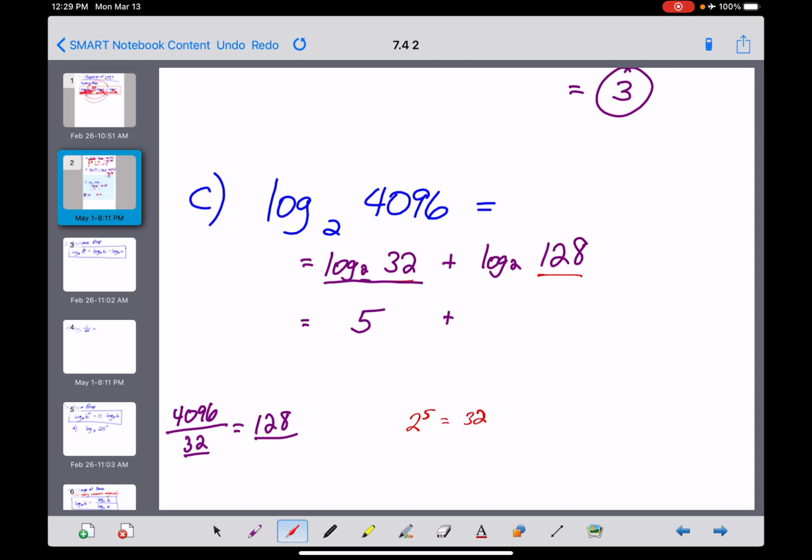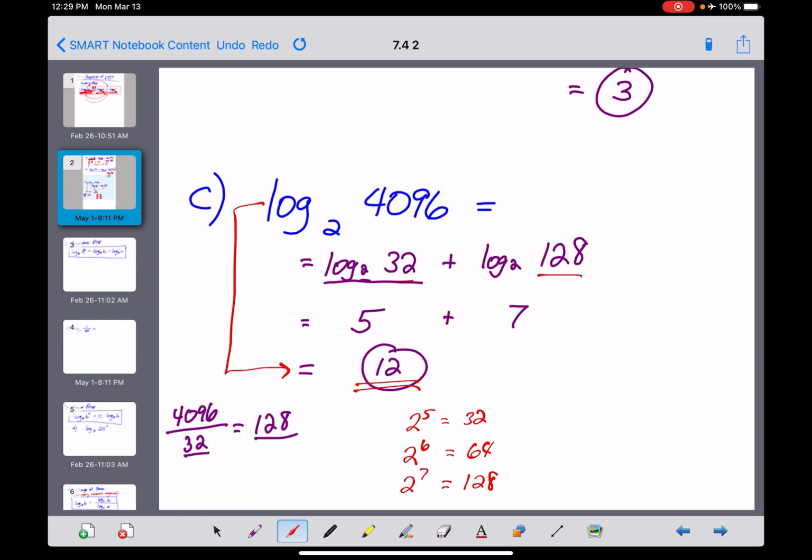If I multiply by 2 one more time, 2 to the 6th is 64, and one more factor of 2, 2 to the 7th, gets us 128. So this becomes a 5 plus 7, and our answer there is 12. Now, what have we actually learned? That the log base 2 of 4096, I believe, is equal to 12.